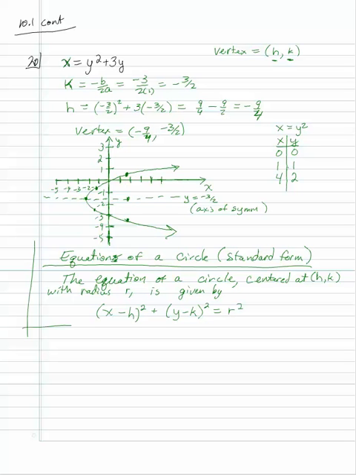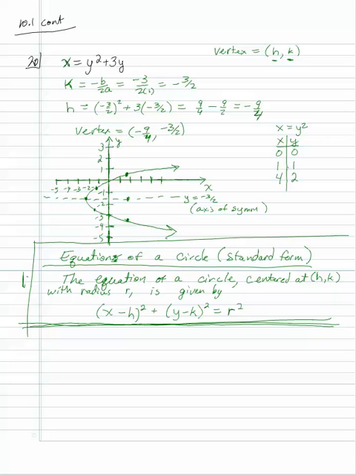Okay, so the equation of a circle, standard form. The equation of a circle centered at (h, k) with radius r is given by the formula (x minus h) squared plus (y minus k) squared equals r squared. Okay, so this is actually the Pythagorean theorem, the distance formula, again, kind of disguised a little bit.